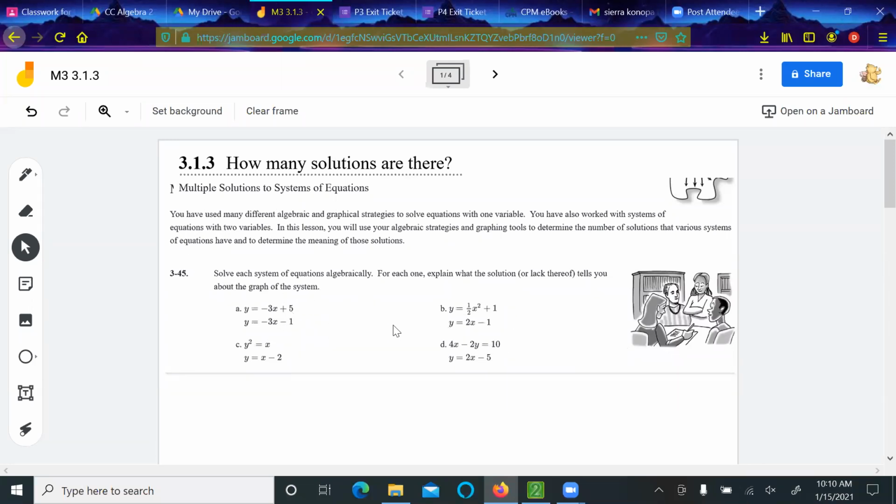Usually when we do systems of equations, what we've done in Algebra 1 is just an x and a y. Well, we're going to ramp it up a little bit. We're going to have an x squared in one of the equations, or a y squared in one of the equations. What does it look like for the intersection of these different types of equations?